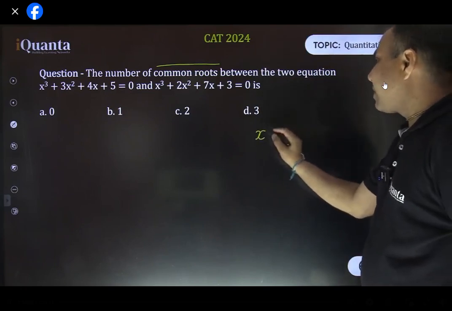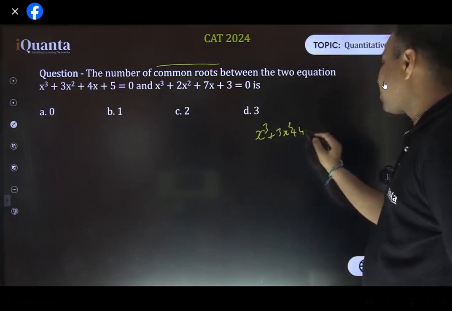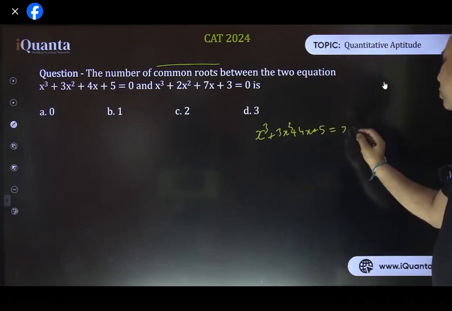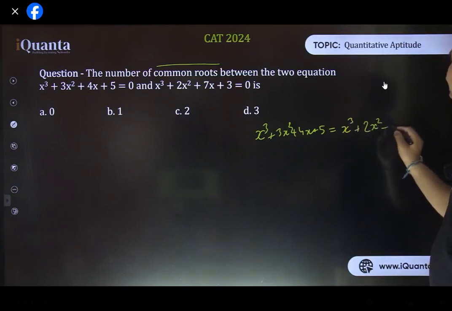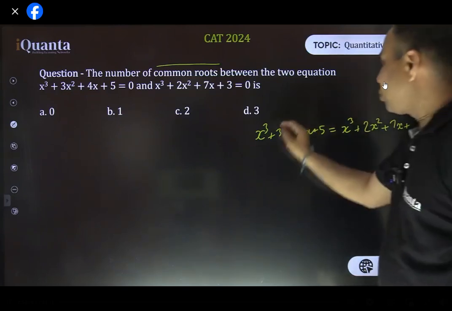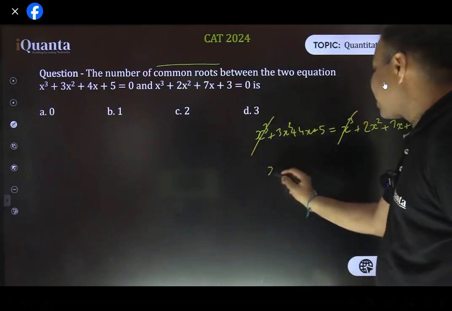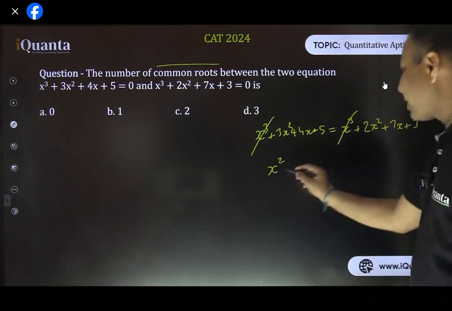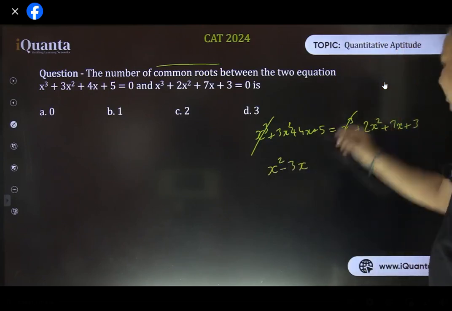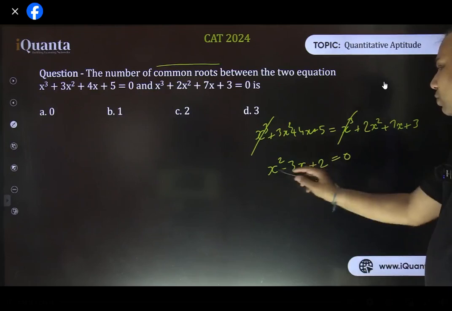So if I equate, I will get x cube plus 3x square plus 4x plus 5 must be equal to x cube plus 2x square plus 7x plus 3. So x cube is going to be cancelled. 3x square minus 2x square will make it x square. 4x, and here it was 7x, so that will make it minus 3x. And plus 5 minus 3, that will be plus 2 equals 0. So this is the quadratic equation left.